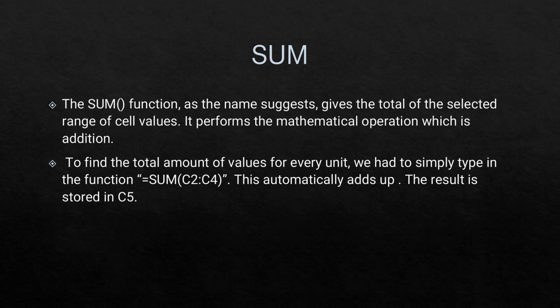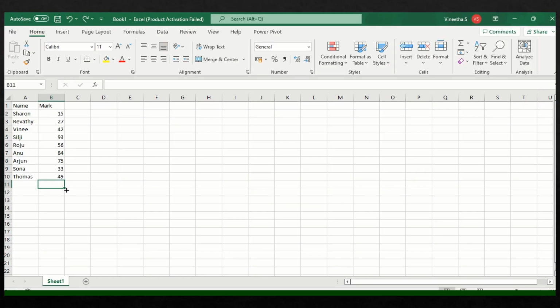The next function that we are going to discuss is the sum function. As the name suggests, it gives the total of the selected range of cell values. It performs the mathematical operation, which is addition. Now, let's see how we can implement the sum function in Excel.